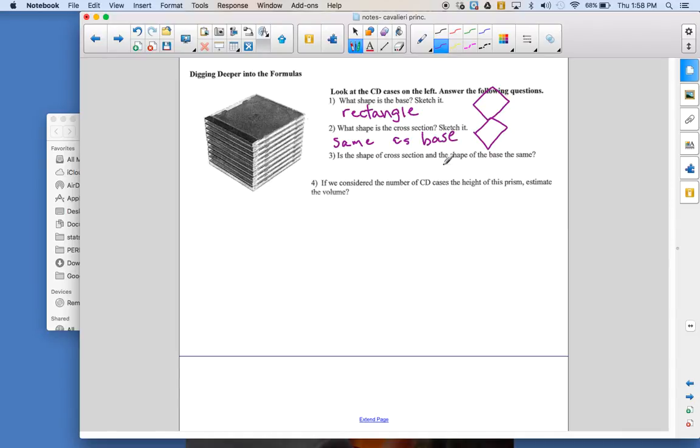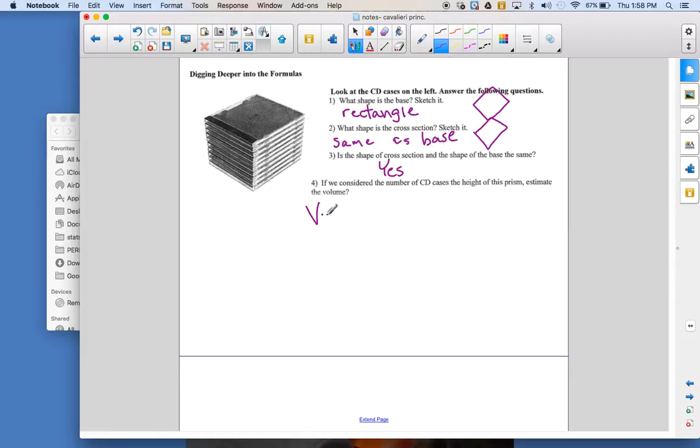Is the shape of the cross section and the shape of the base the same? Yes. By definition, the cross section needs to be parallel to the base. If we consider the number of CDs, the height of this prism, estimate the volume.